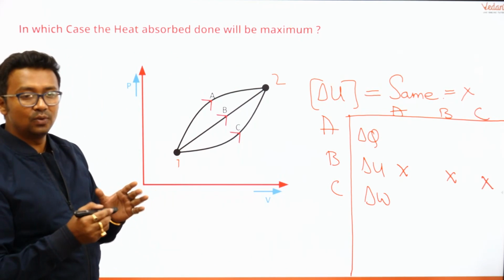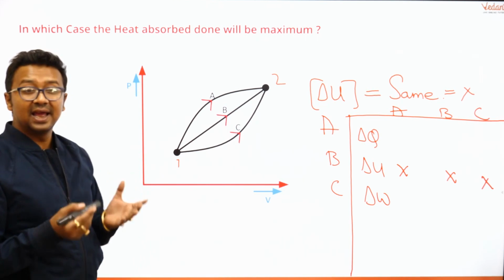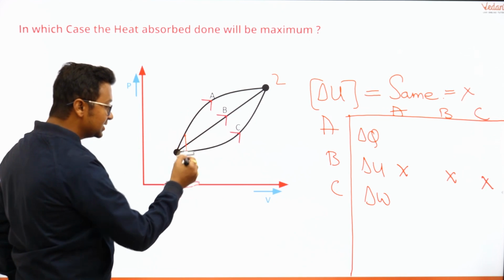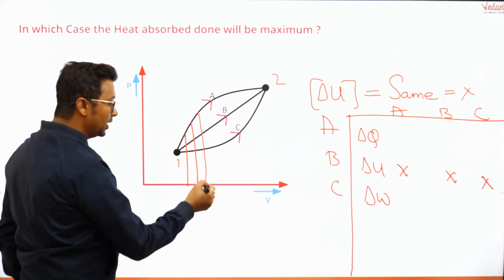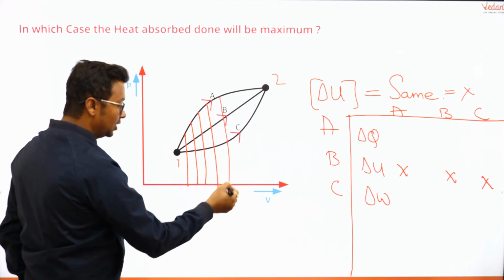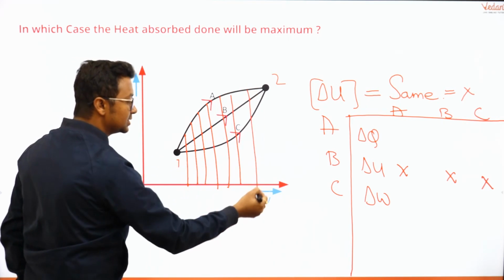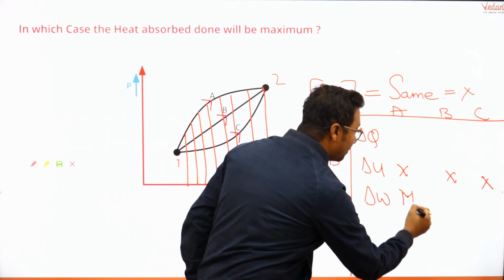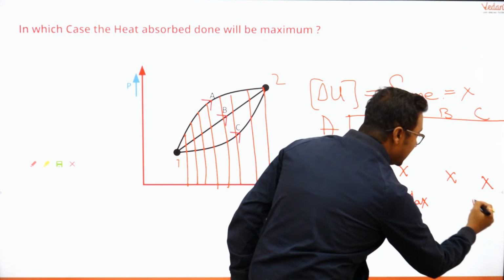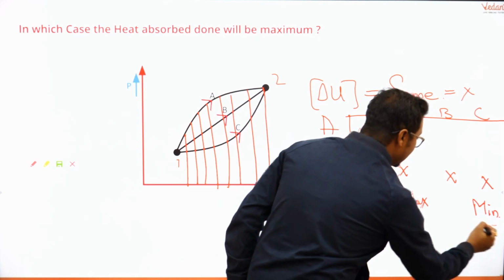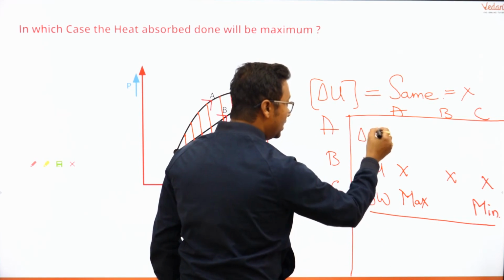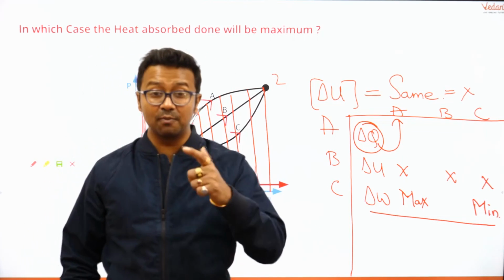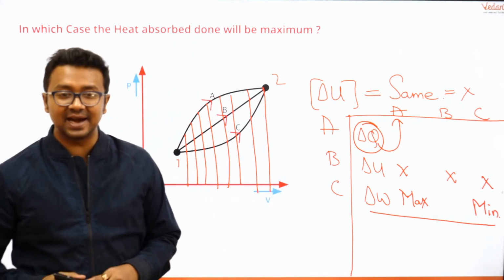and delta W is maximum in which case? Delta W is nothing but the area under the curve. So if you look at process A, the area is going to be maximum during the entire process. Clear? So delta W is max for process A, it is minimum for process C. Then from here I can conclude my delta Q is going to be maximum for process A. I hope everybody understands this particular aspect.